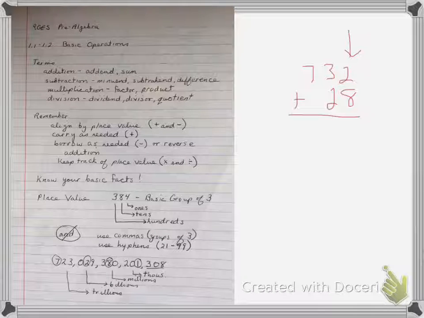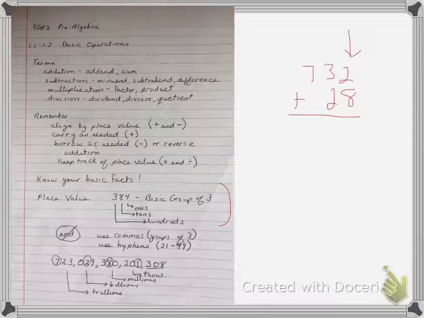Let's now talk a little bit about place value. We want to review with you how to recognize the place value of any number in a large number, and also how to read large numbers. So our basic group of 3 is the ones, tens, and hundreds place, and we read that as a unit. This would be read 384.